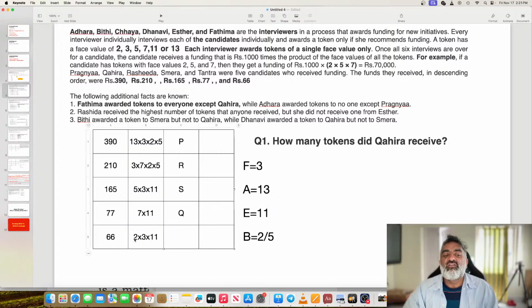What if Bithi's token value is 2? Because even in that case, there is no 2 in the Kahira story. That means Bithi has not given the token to Kahira and has given a token to this person. So this could also be Smera, right? So far, let's say I have not read the last piece of information. This could be the situation, right?